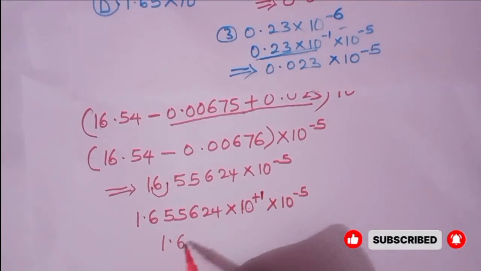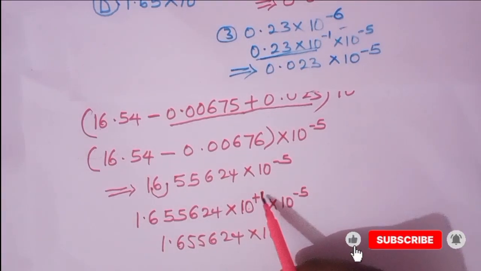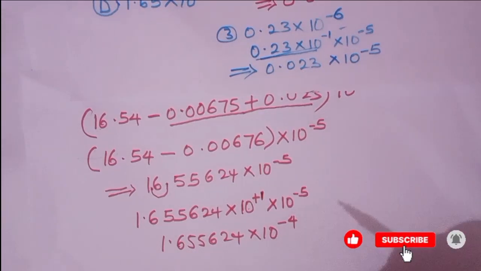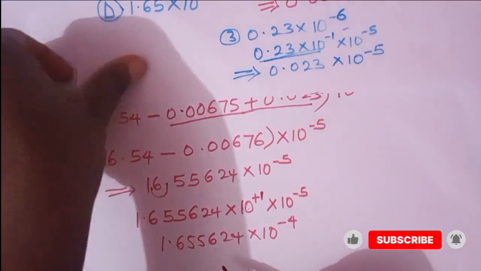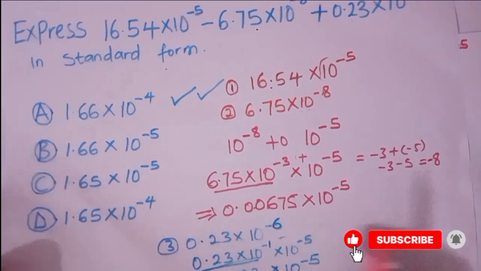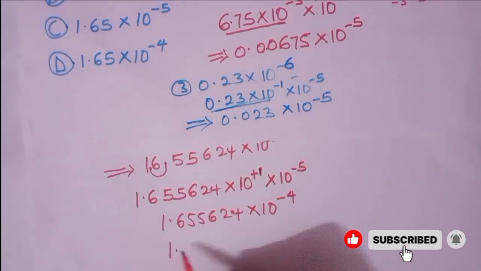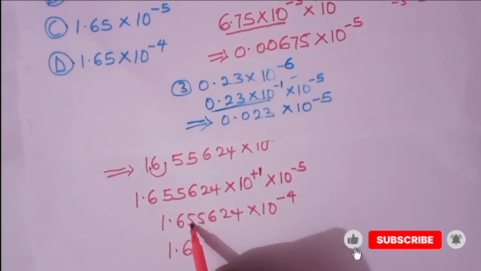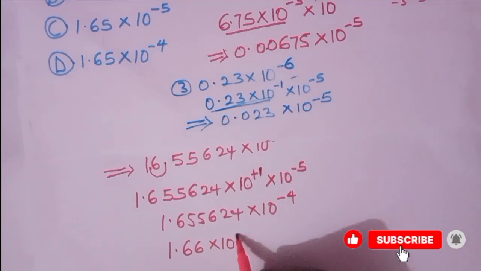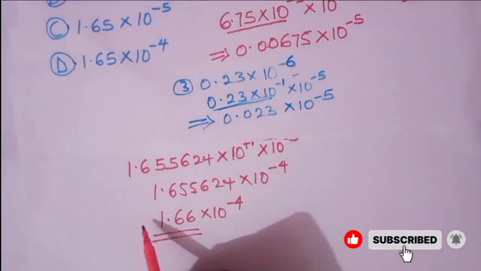Then we have 1.655624 times 10 raised to power 1 minus 5, which will give you minus 4. So we are not going to leave our answer here. Why? From the options given, you can see it was rounded to 2 decimal places. So we round our answer to 2 decimal places, which is 1.66 times 10 raised to power minus 4. And this becomes our final answer.